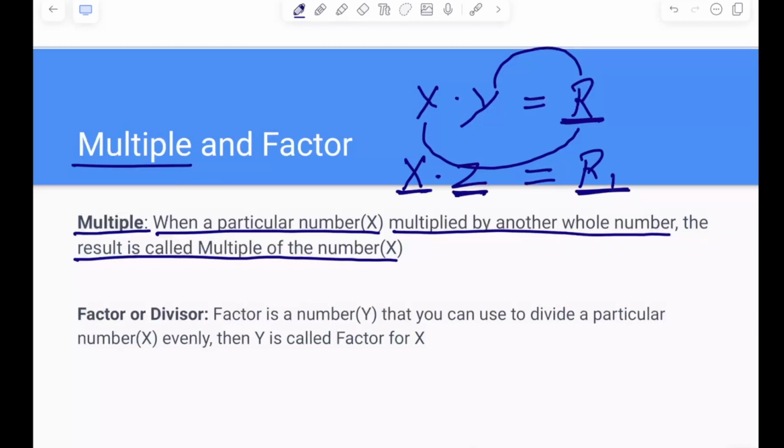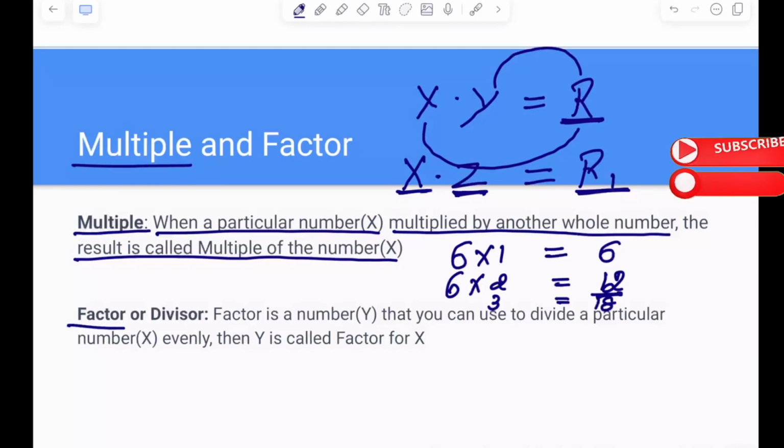For example, let's take a number 6. When 6 is multiplied by number 1, the result is 6. So 6 is called a multiple of 6. When 6 is multiplied by 2, the result is 12. So 12 is a multiple of 6. When 6 is multiplied by 3, you will get 18. 18 is also a multiple of 6. Of course, 18 is a multiple of 3, 12 is a multiple of 2, 6 is a multiple of 1 also.